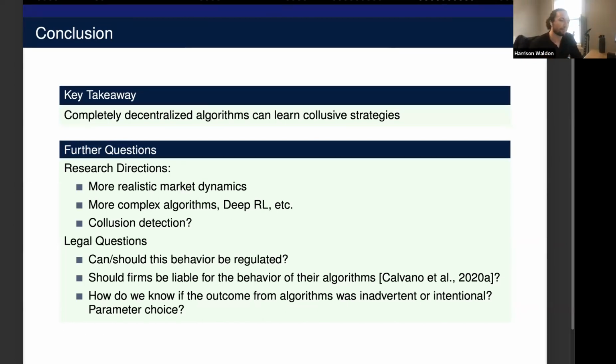And finally, I've spoken about the possibilities of algorithmic collusion, but I haven't said anything about collusion detection, which is definitely a very interesting problem and a very difficult problem. And we're looking into ways about how to actually measure collusion. If you're just observing behavior in the market, can you determine whether the behavior is collusive or not?